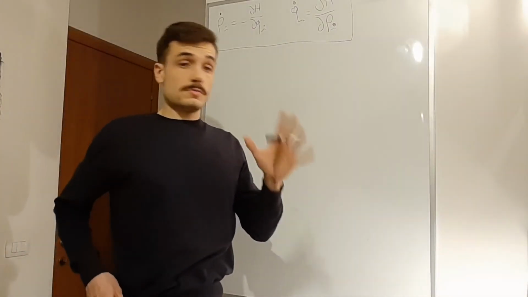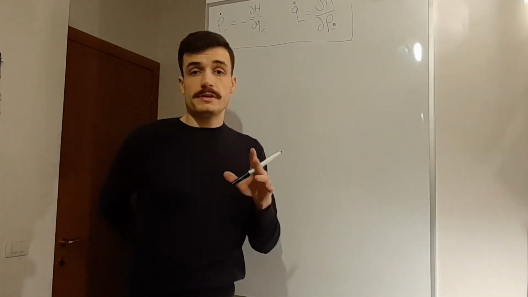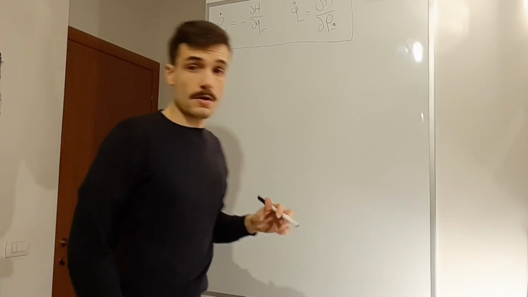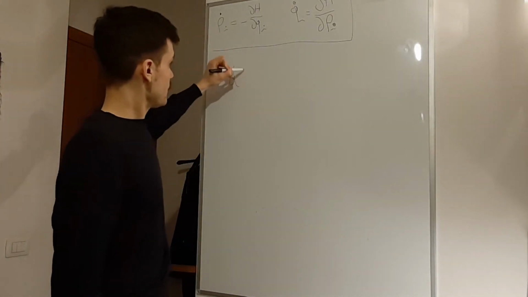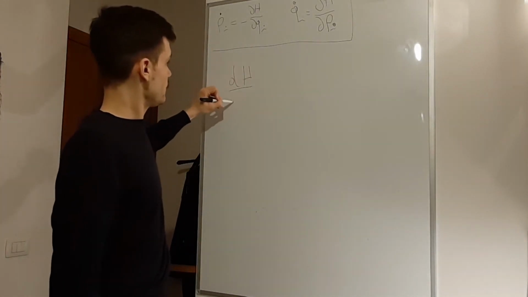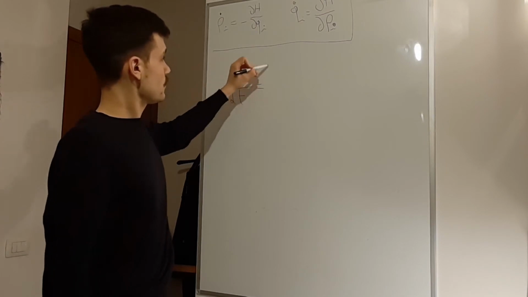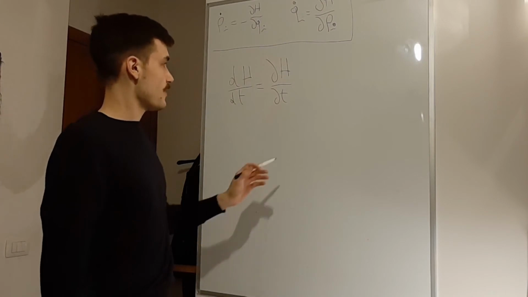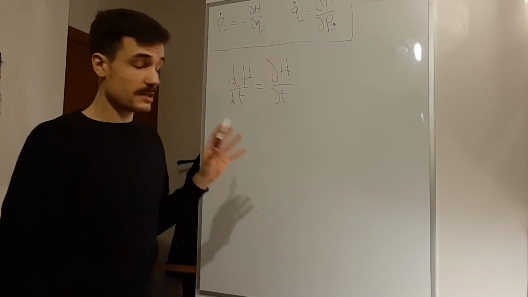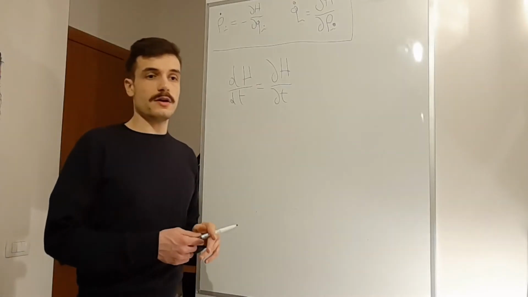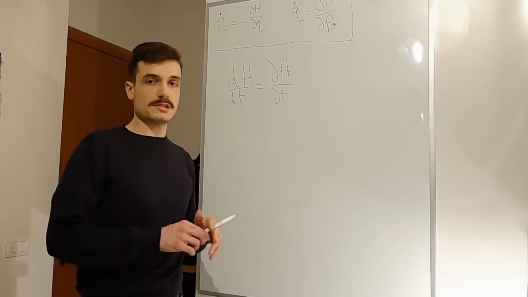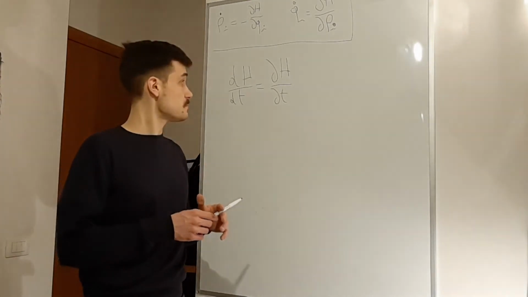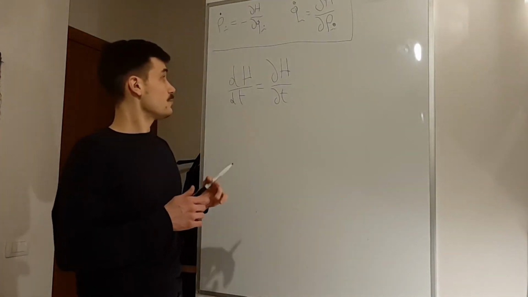Now, 2 interesting properties of the Hamiltonian. One is that the total time derivative of the Hamiltonian is equal to the partial time derivative of the Hamiltonian. Thus, if the Hamiltonian has no explicit time dependence, so we are in an inertial reference system, in a closed inertial reference system, the Hamiltonian won't change in time.